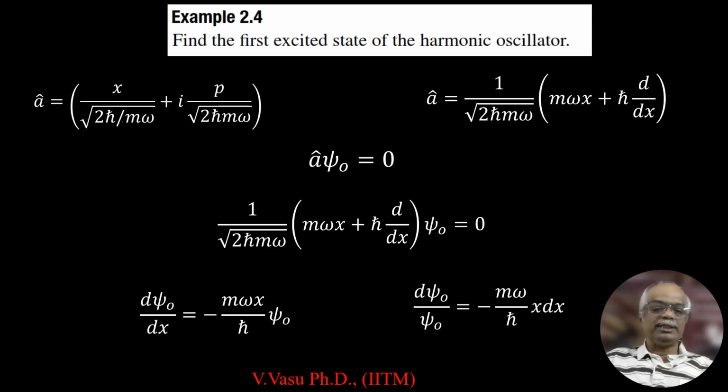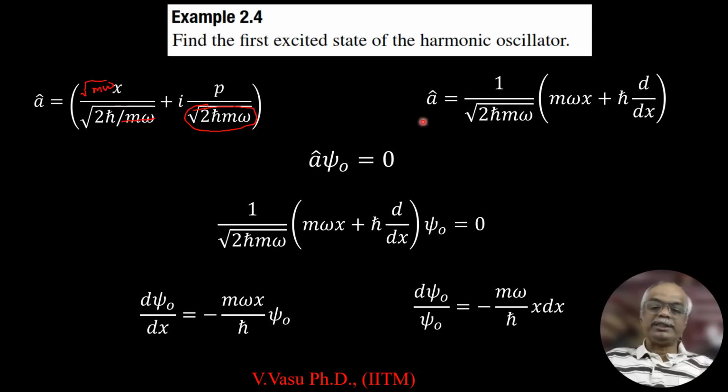Now you simply take this square root of m omega to the numerator. This will become the square root of m omega. Then you take this entire thing outside, the square root of 2 h-bar m omega, which I have shown here, 1 over the square root of 2 m omega.